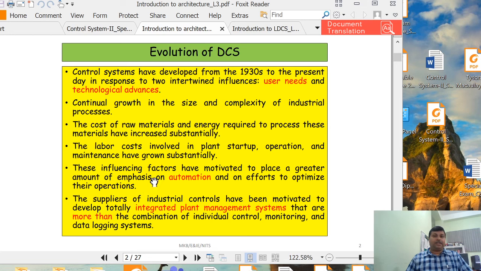The suppliers of industrial controls have been motivated to develop totally integrated plant management systems that are more than the combination of individual control, monitoring and data logging systems. As plant size and complexity increased, suppliers as well as developers and users realized that they needed an integrated plant management system where all the hierarchy of control can be accommodated or integrated. They do not prefer the combination of individual control, monitoring and data logging systems.